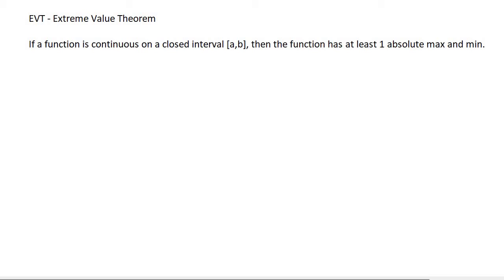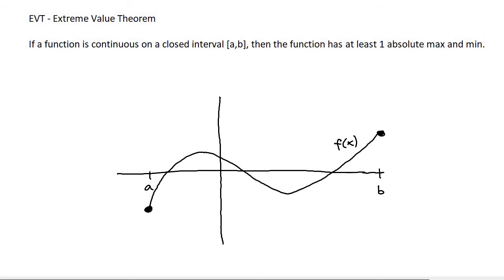is continuous on a closed interval from a to b, then the function has to have at least one absolute max and min value. So looking at the graph of f of x here, the graph is continuous throughout the interval from a to b, and it is a closed interval, meaning the endpoints are defined and there are no holes at the endpoints. So in this case, the graph of f does follow the EVT, and so the function must have at least one absolute max and min, and it does right here.